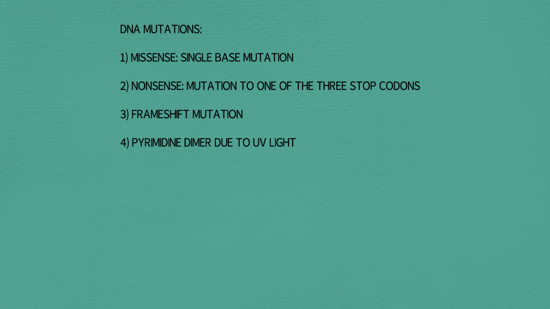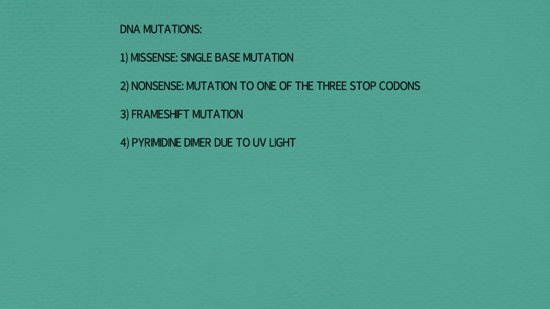Now, the next mutation is frame shift mutation, where you basically have an insertion at a point in the DNA which causes a shift in the reading frame of everything that is downstream. So this causes pretty major changes to the way the DNA is read. And the fourth one is the creation of pyrimidine dimers, and this is due to exposure to UV light.